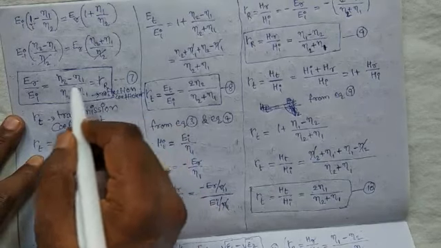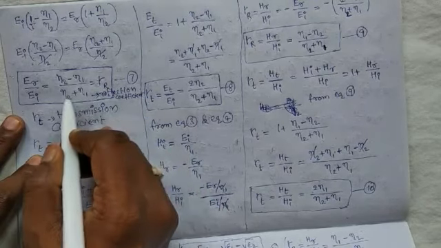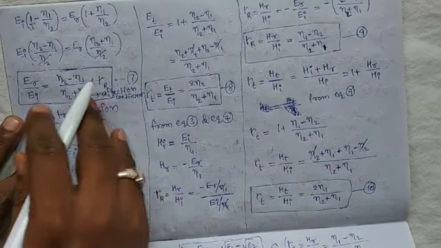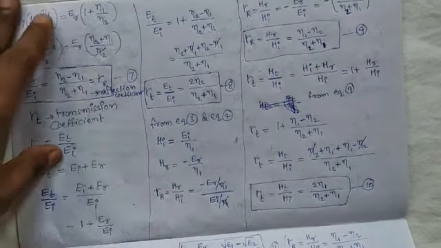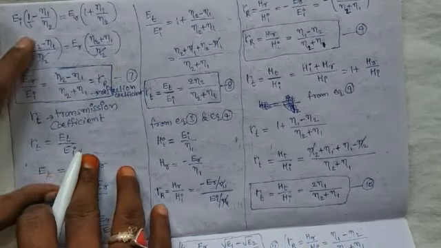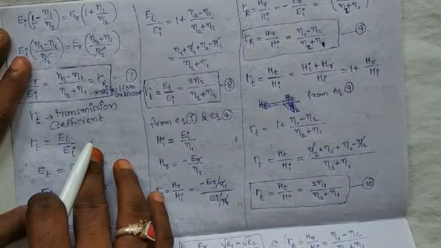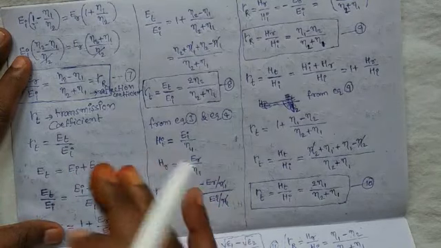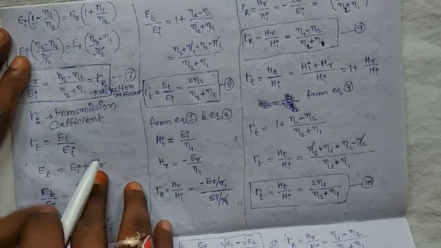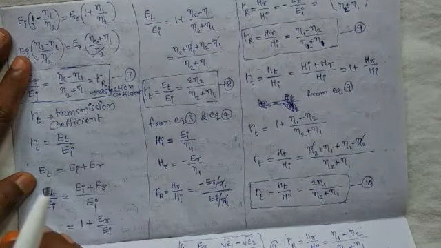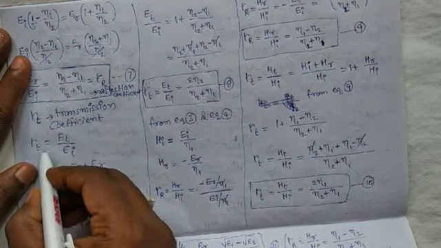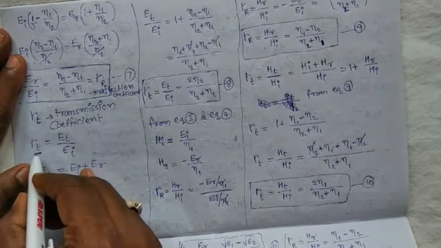Here gamma R is equal to (eta 2 minus eta 1) by (eta 2 plus eta 1). Then we are also calculating the transmission coefficient. The transmission coefficient is the ratio of the transmitted wave to the incident wave. First we are determining it in terms of electric field intensity. Here the transmission coefficient is denoted by gamma T.